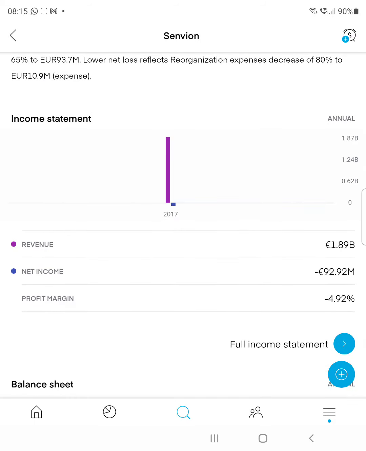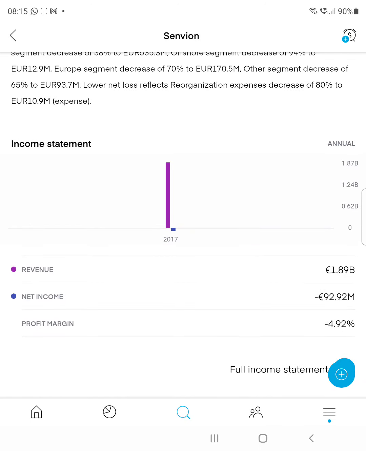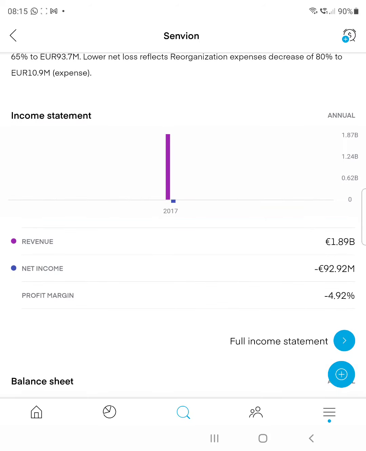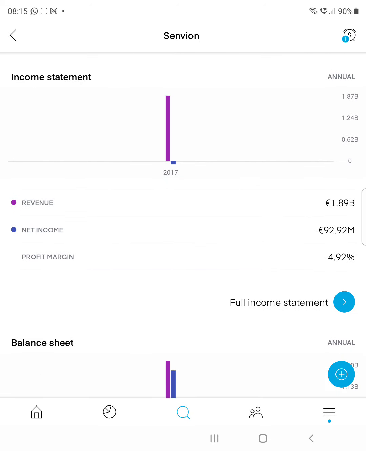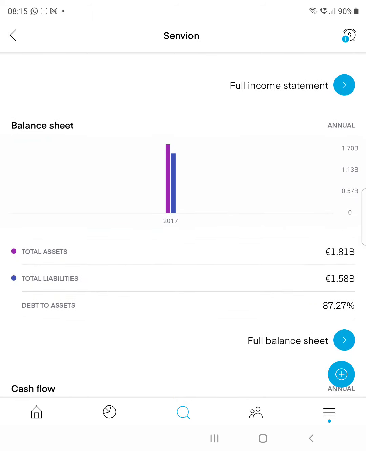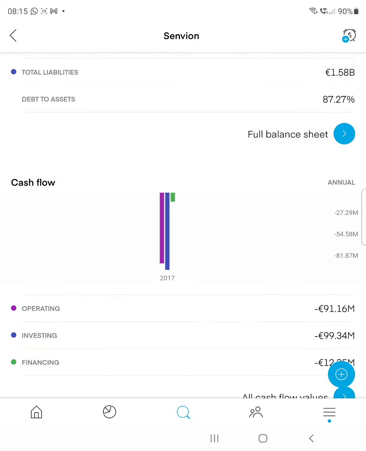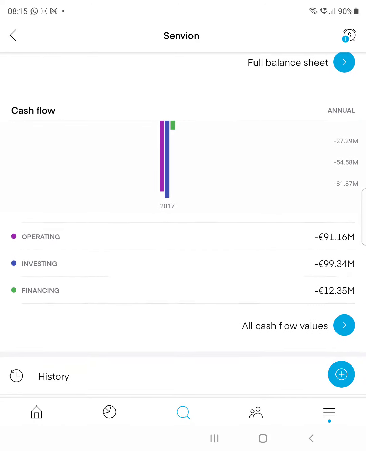And also the income statement has only shown 2017's numbers. It doesn't show any previous or future income statement numbers, and we're in the year 2021. So this is a 4-year-old statement, which is very, very bad. This is probably the worst I've ever seen. Same with the balance sheet and the cash flow statement.